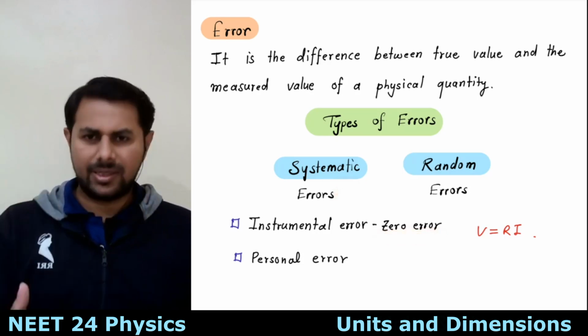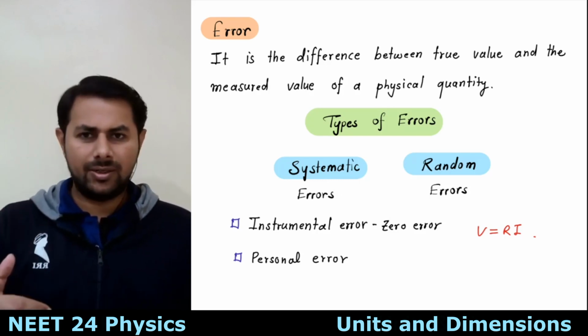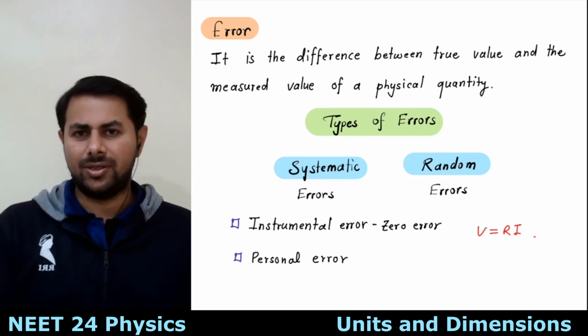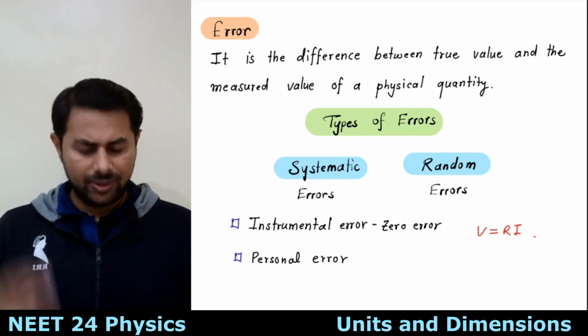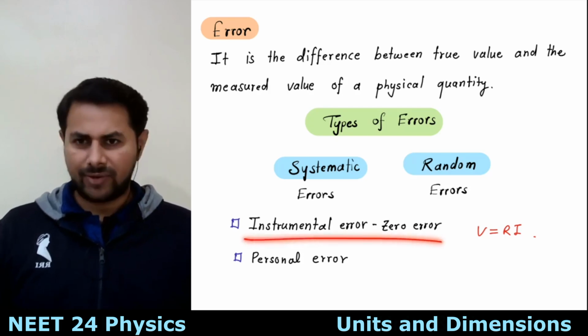That means when there is no current flowing in the circuit, it shows positive error. Every time it will show positive error only, and magnitude wise also it will be the same. So this is clear why this is systematic.